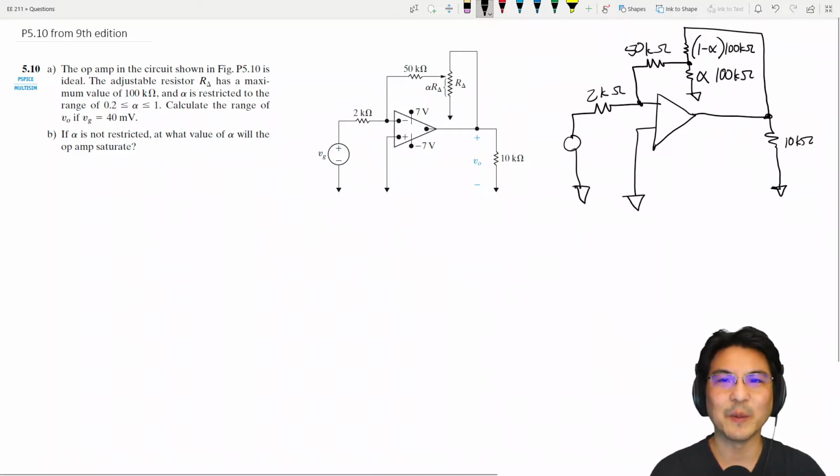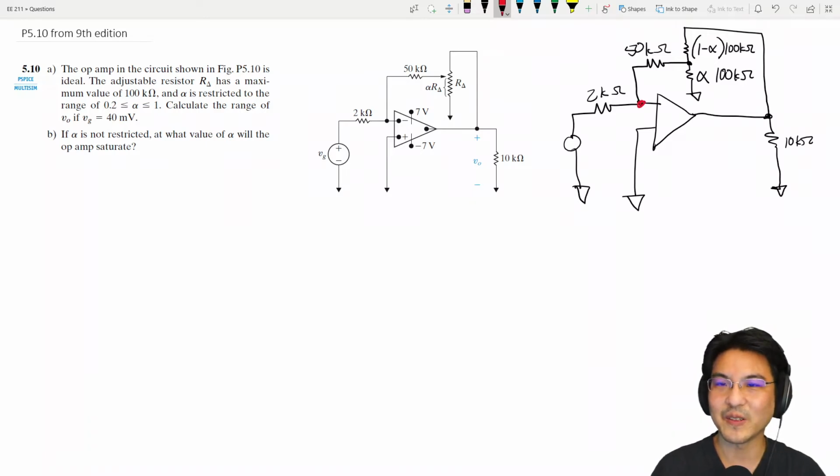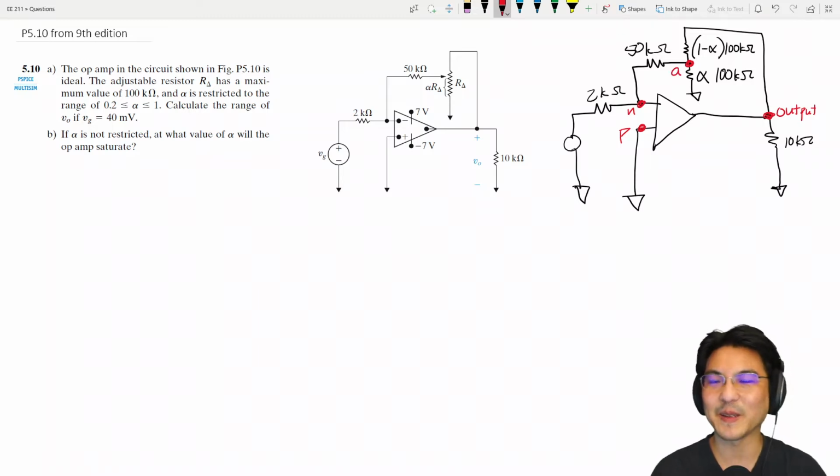Okay, so let me just label these nodes. I'll call this node N, I'll call this node P, this is my output, and I'll just call this node A for lack of a better letter. Alright, so how do you analyze op-amps? You just write KCL at these nodes.